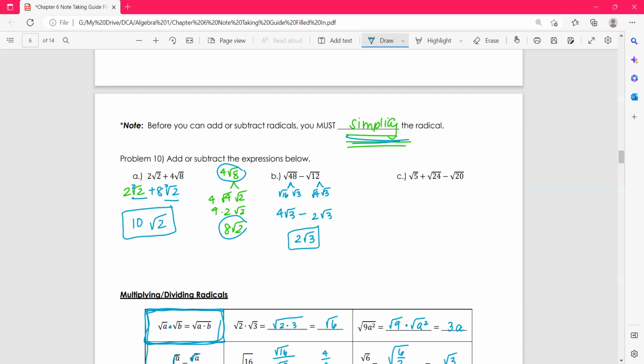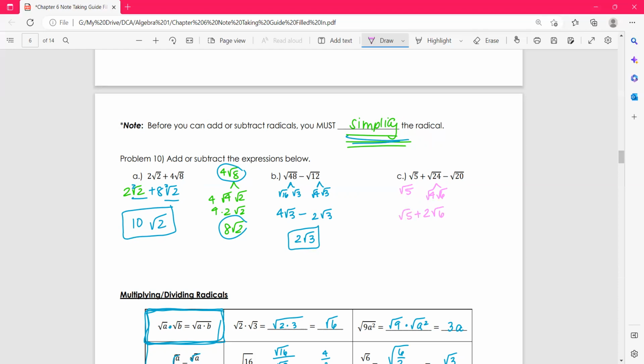And then let's check out C here. Square root of 5 I can't do anything with, right? That's nothing. I can't break down anymore. 24, let's break down into 4 and 6. So then square root of 4 gives me 2. Square root of 6 doesn't break down anymore. I'm going to bring down that square root of 5.